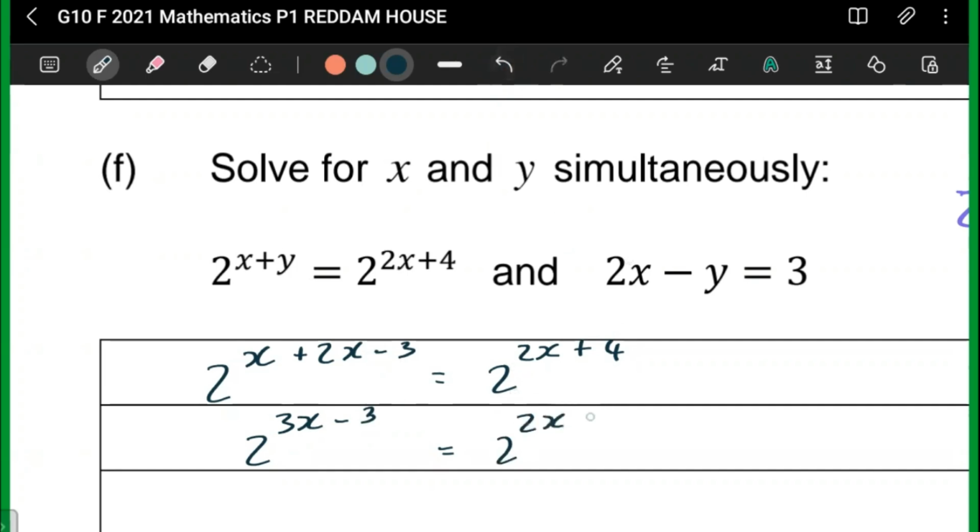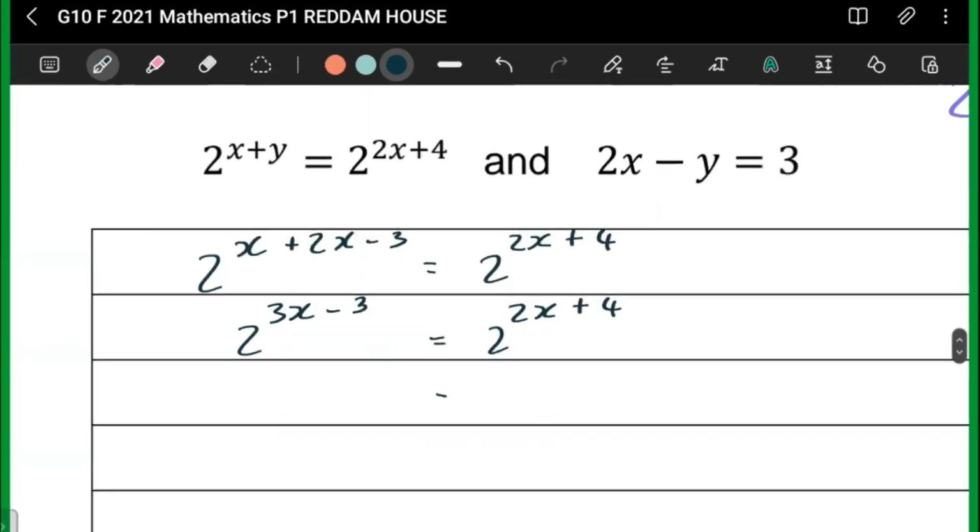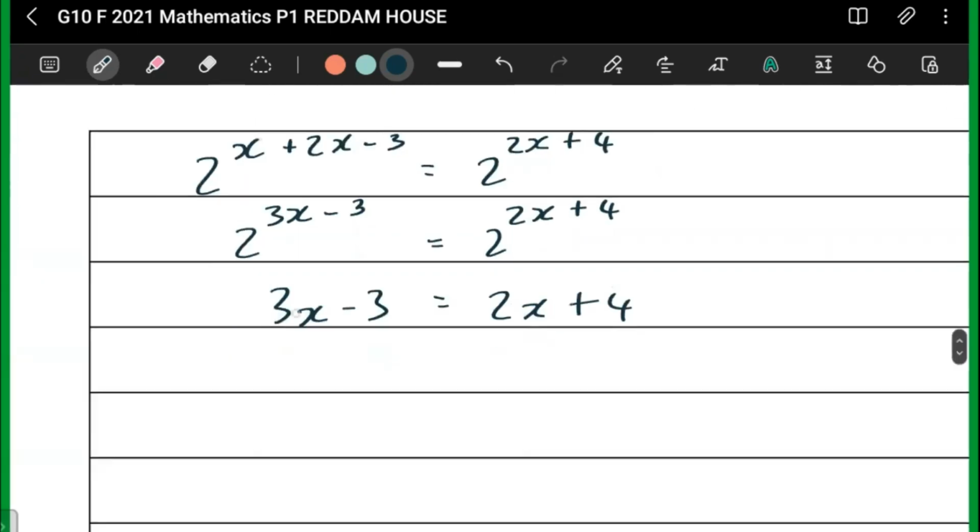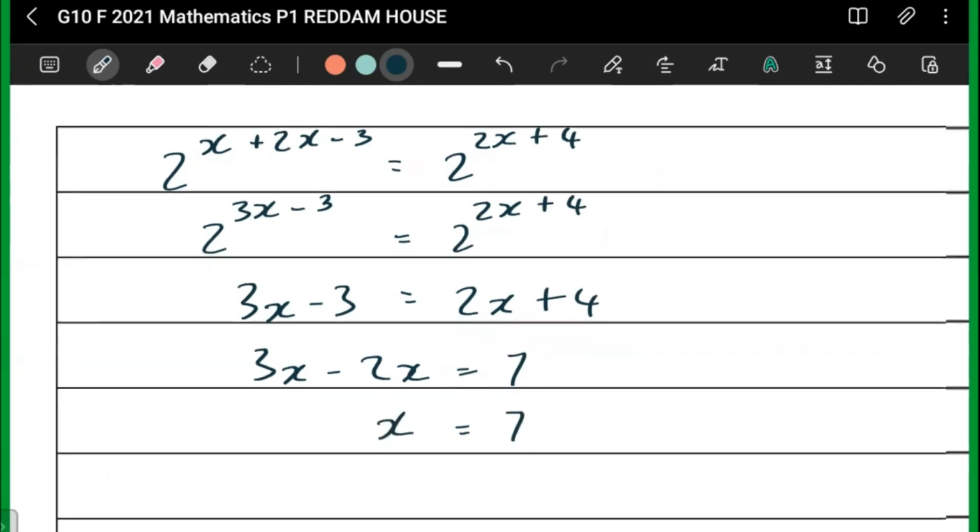plus 4. Now here you can clearly see your bases are the same, so you can drop them and work with exponents. So what you have here, you can take the 3x and the 2 to one side. 4, the 3 is going to go over, so you plus 4 plus 3 is a 7. 3 minus 2 is just x. So your x is a 7.